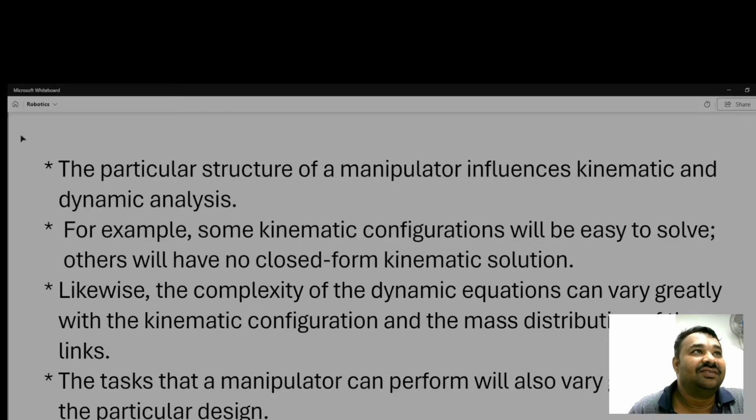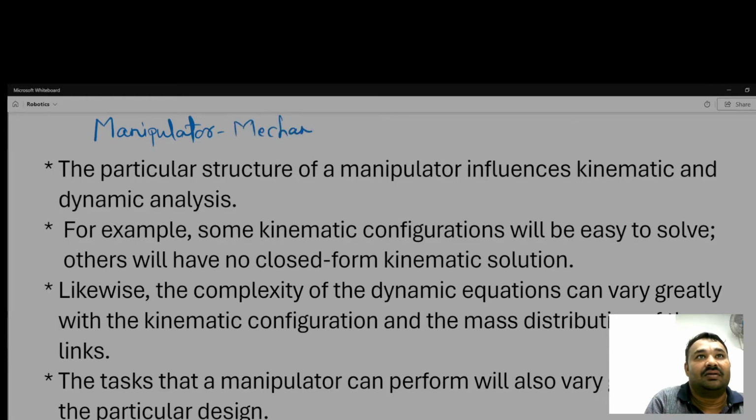So hello dear friends, once again now let's discuss manipulator mechanism design. So firstly, what is manipulator?